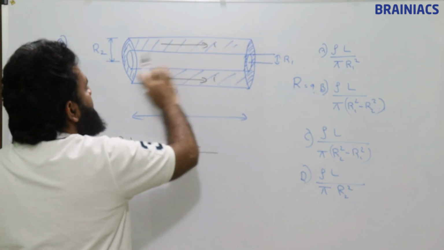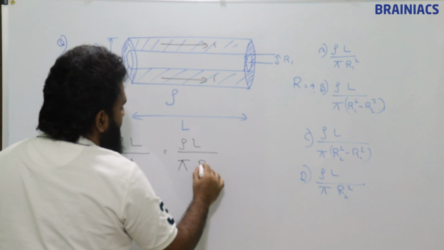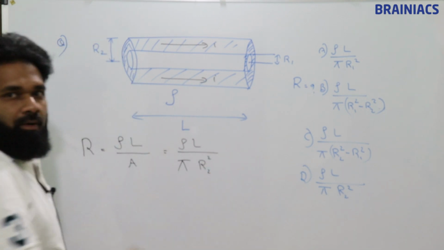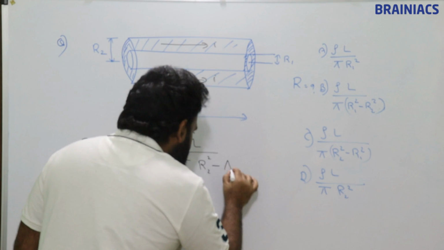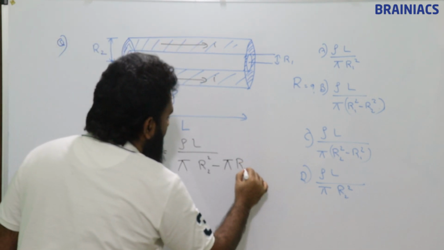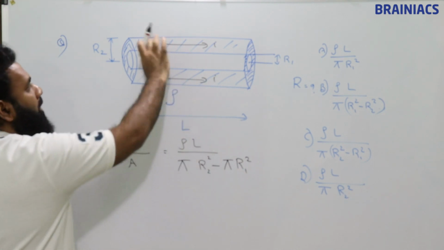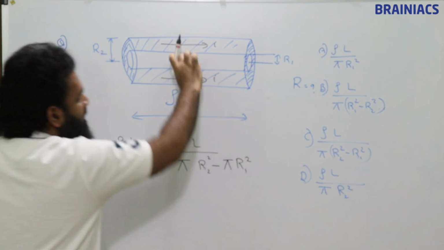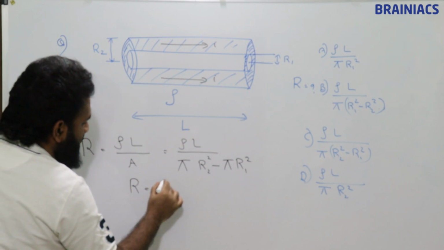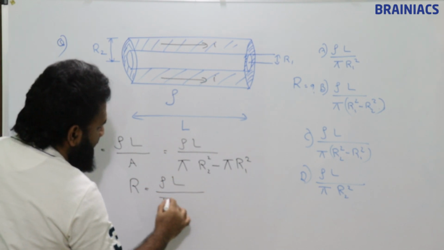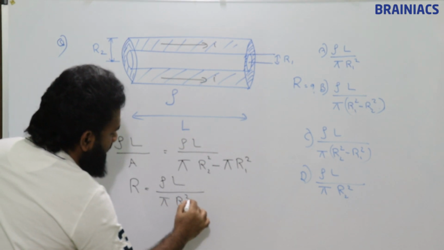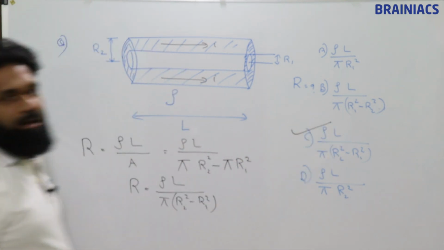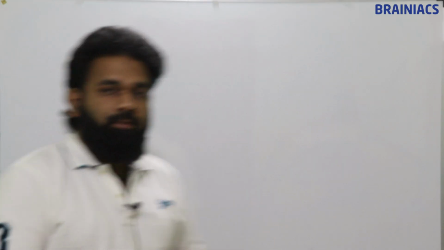But we need to consider only the area through which current is passing. So how much is that area? The total area is pi R2 square. Just subtract the inner hollow area, pi R1 square. We need only that area where current is flowing. So from the total area pi R2 square we reduce this hollow part. So here resistance is rho L divided by pi into R2 square minus R1 square. Which is the correct choice? Option C is the correct answer. Okay, let us do another question.